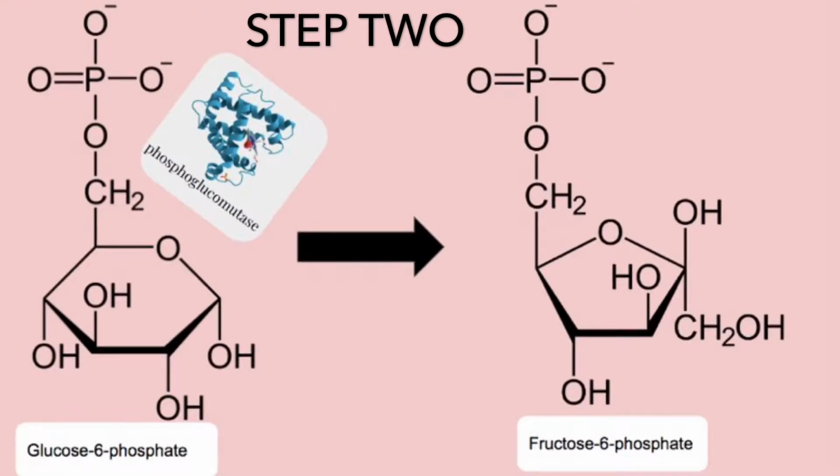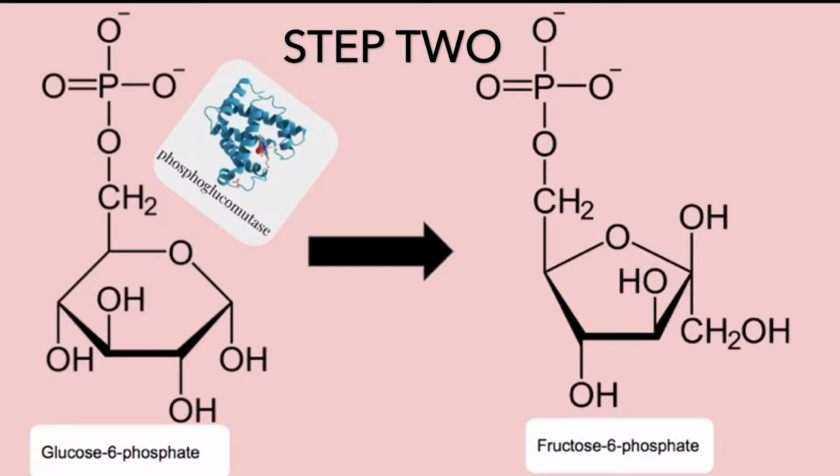The enzyme phosphoglucomutase finds new ways to bring the molecule that we have to the next phase. It's isomerized. Up, down, and sideways. This molecule is changed. Rearranged. Step 2 explained. Info exchanged. It was glucose 6-phosphate, now it's fructose 6-phosphate.